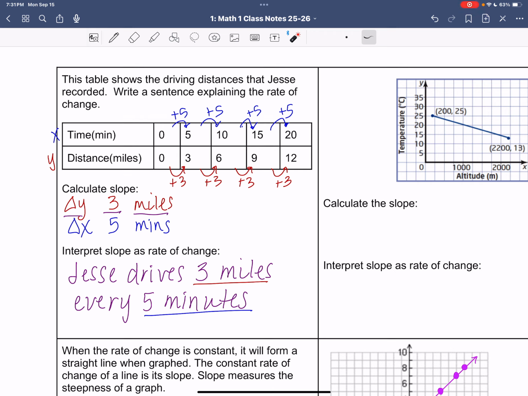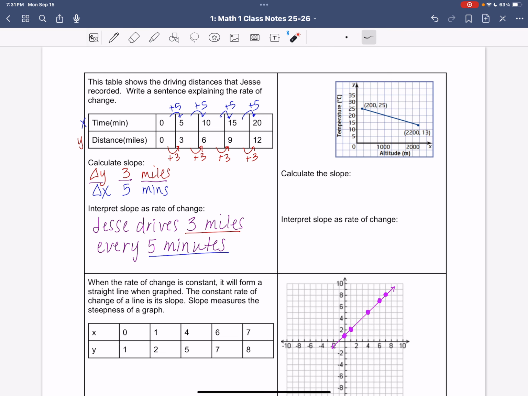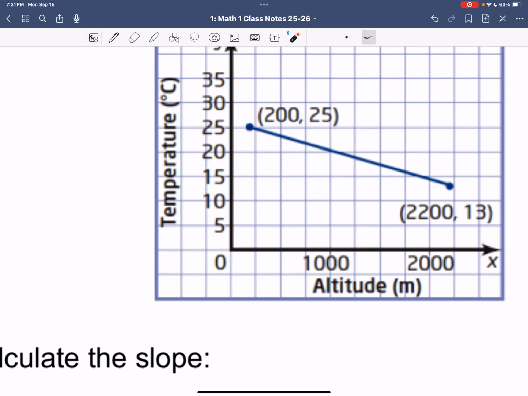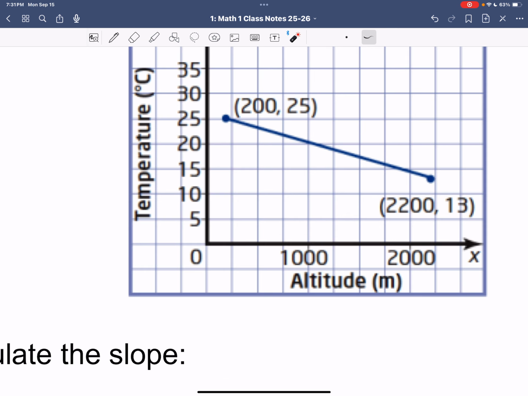So all that means is since your label was miles, and then minutes is your x, so you're going to drive 3 miles for every 5 minutes. So that's all we're doing is understanding that. And then here, to calculate the slope, you're going to look at the graph and you're going to determine the slope. So I would use these points.